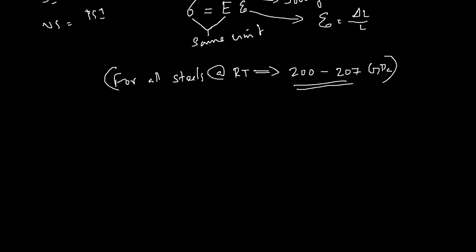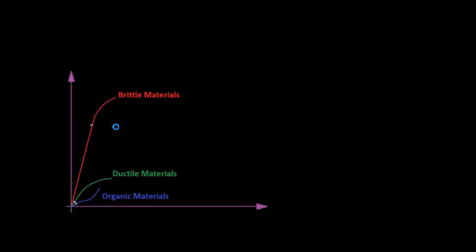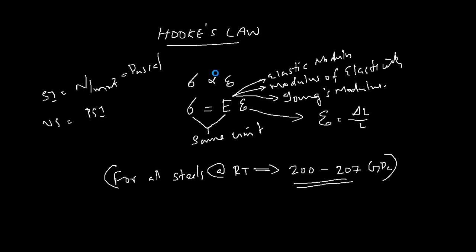So once again, to recapitulate, for all materials there is a point up to which a linear relation exists between stress and strain. You have a linear relation in brittle materials very nearly up to the final fracture point, and you can still see there is a linear relation for ductile and other organic materials. So to generalize, for all materials a proportionality exists between stress and strain, and symbolically it can be written as sigma directly proportional to epsilon. Changing the proportionality to an equality, stress is equal to a constant times strain, and this constant is called elastic modulus, modulus of elasticity, or Young's modulus.